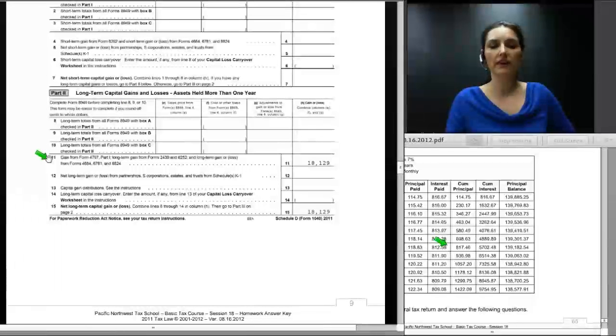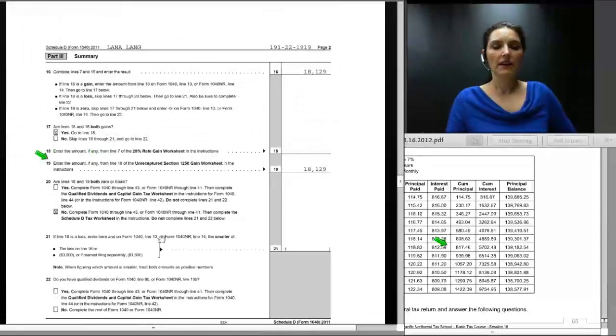Now it's time to complete Schedule D. We enter the total gain on line 11, which is $18,129. The taxable gain under the installment method is $18,129. We carry that number over to page 2, enter it on line 16, and then on line 19 it asks us to enter the amount of unrecaptured Section 1250 gain.